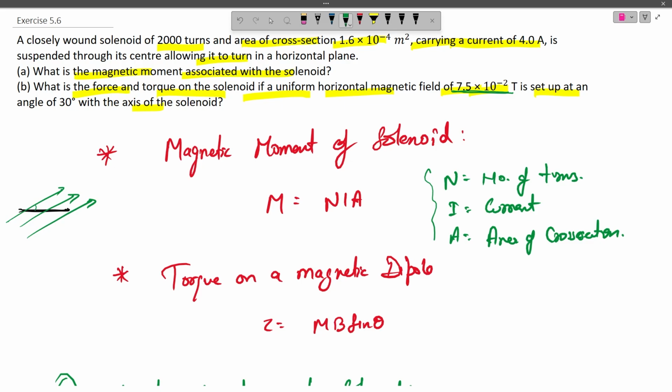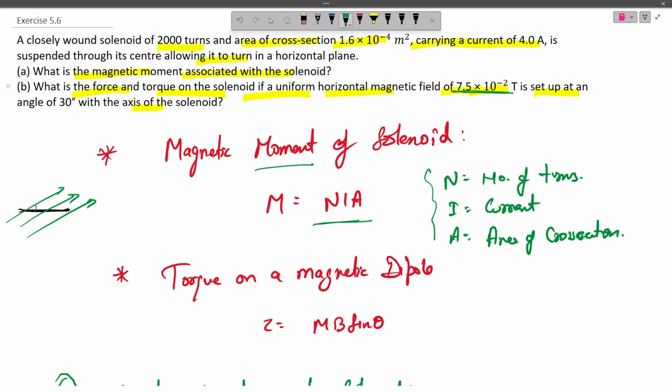So magnetic moment will not be influenced by the magnetic field. Magnetic moment is defined as M = NIA, where N is the number of turns of the solenoid, I is the current flowing through it, and A is the area of cross section of the solenoid. We have been given all three data, so we can find out the magnetic moment.